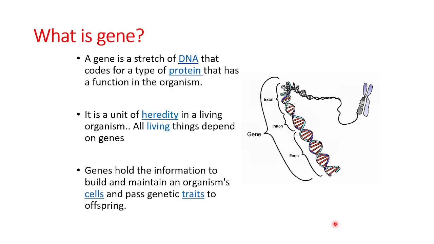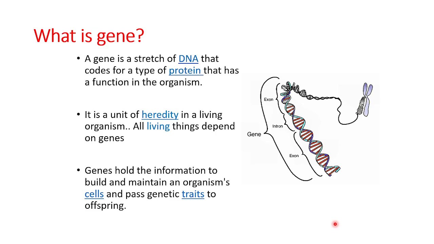A gene is a stretch of DNA that codes for a particular type of protein that has a function in an organism. It is the unit of heredity in a living organism. All living things depend on genes. Genes hold the information to build and maintain the organism's cells and pass genetic traits to the offspring. This is a very important thing: the gene, made up of DNA, will code for different types of protein.